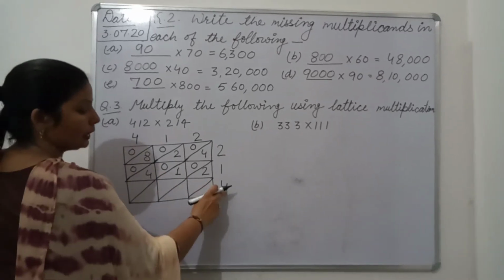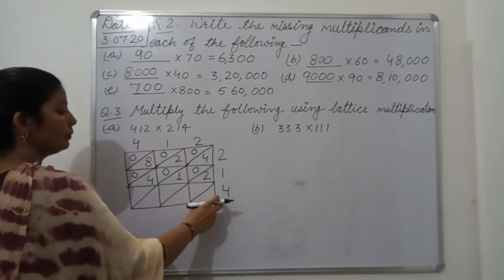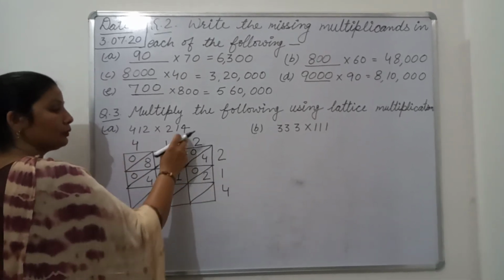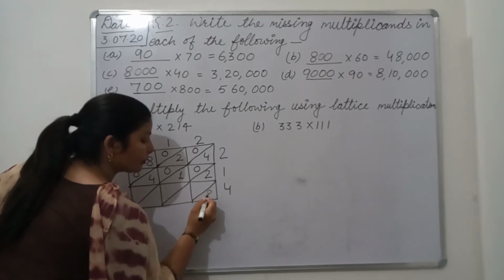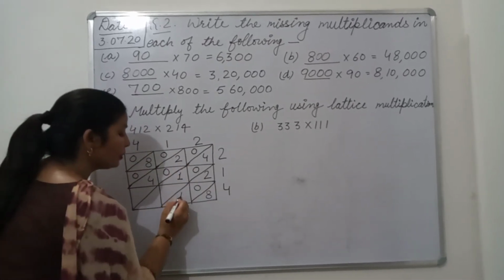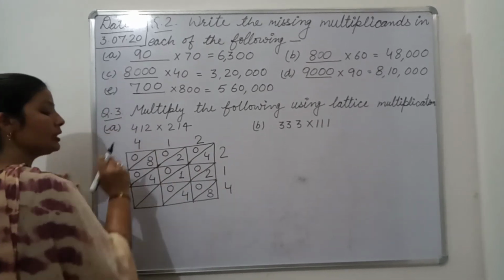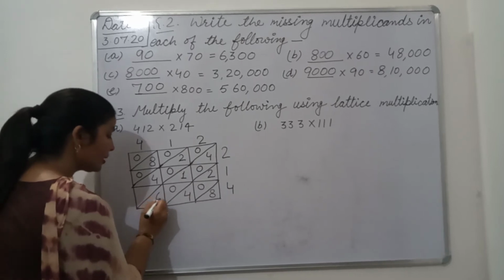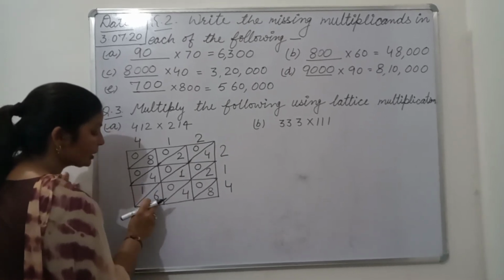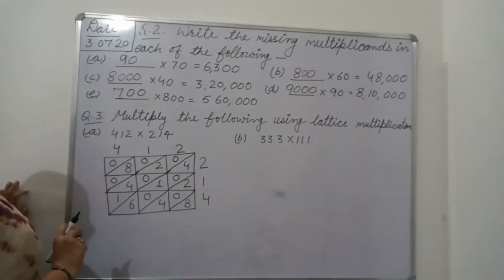Now here is 4. So we should multiply 4 by 2, 4 by 1, 4 by 4. So 4 2s are 8. Downside 8, upside 0. 4 1s are 4. Downside 4, upside 0. 4 4s are 16. Downside 6, upside 1. So in the tens column 1 and in the ones column 6.